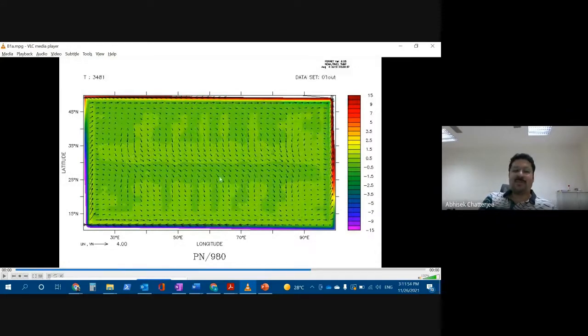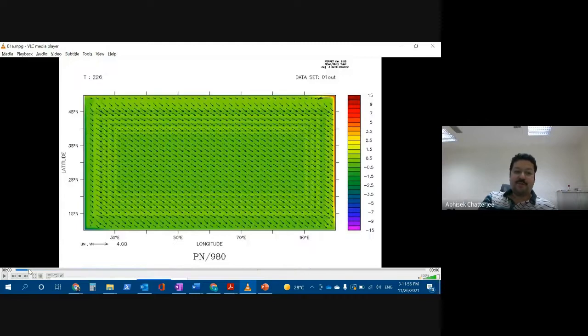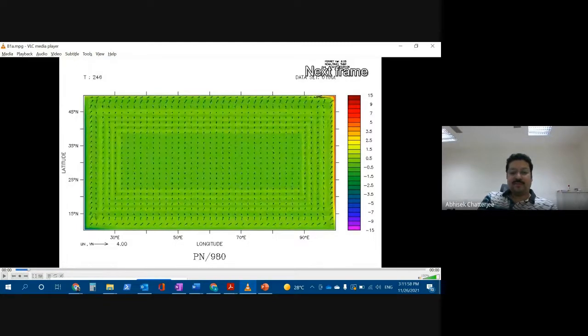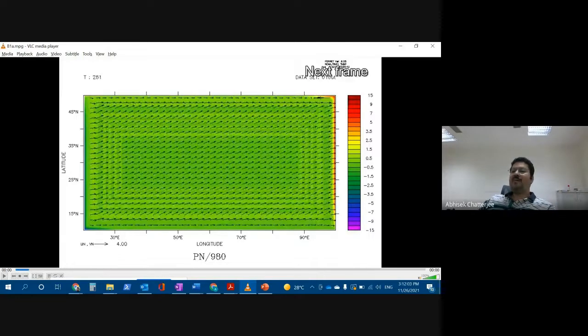Okay, that is because of the interference. But we are here. Another assumption we are making is that f is not changing with respect to latitude. Okay, so f is the same.